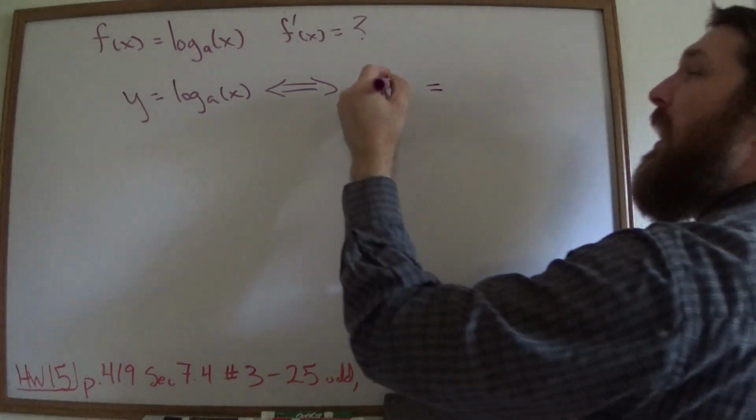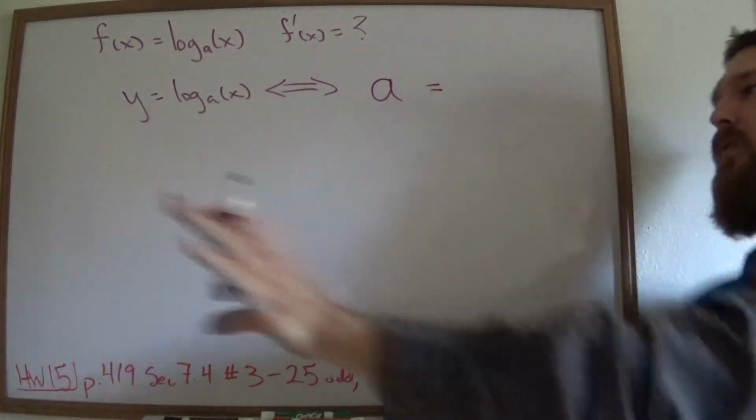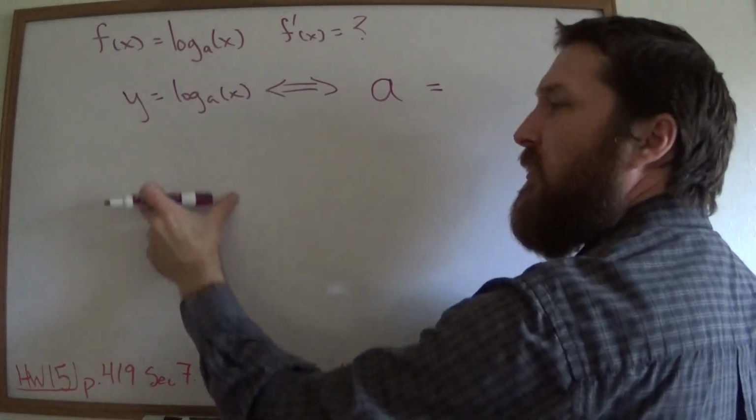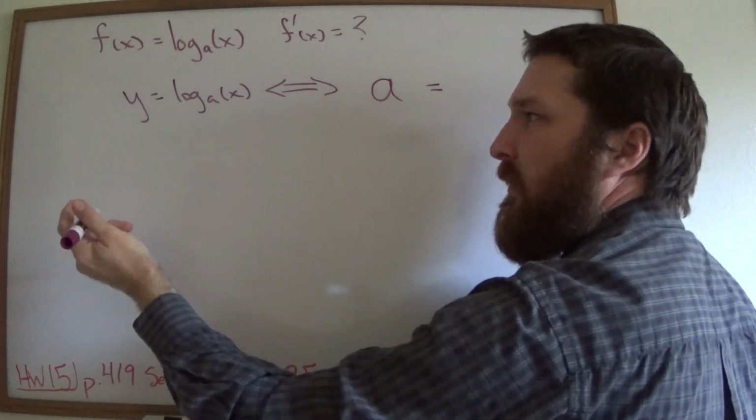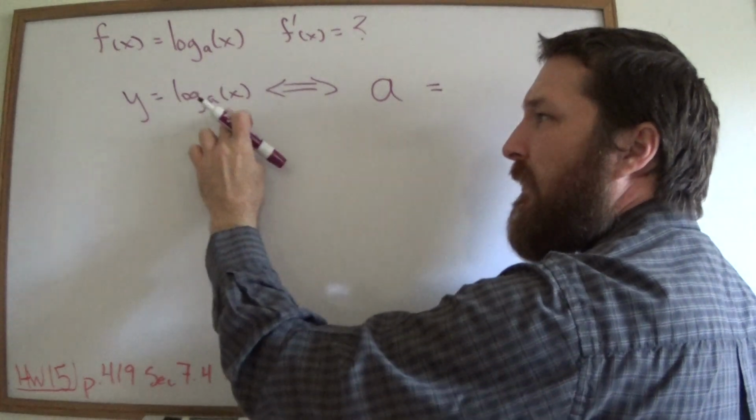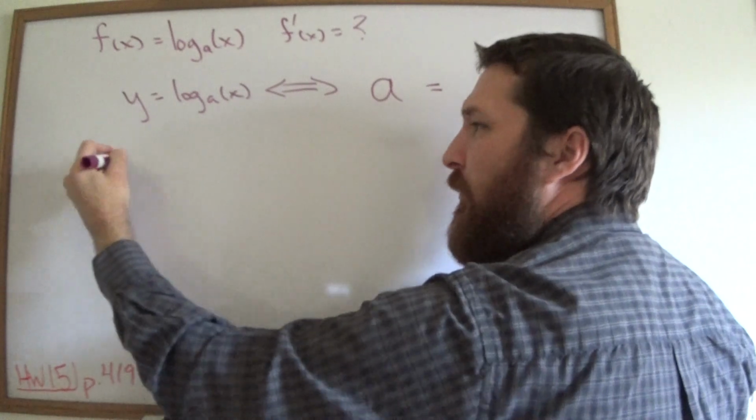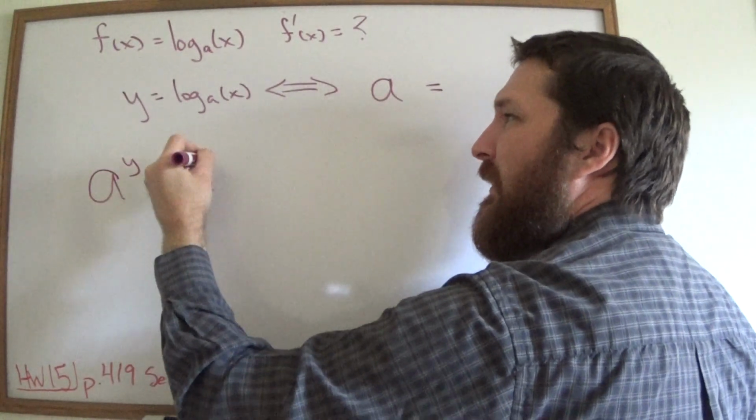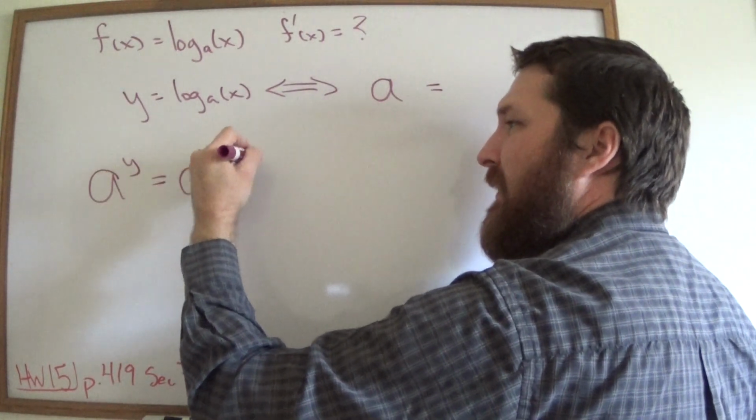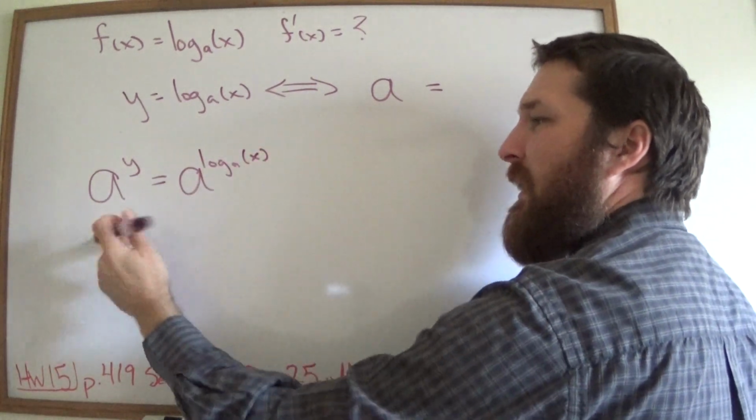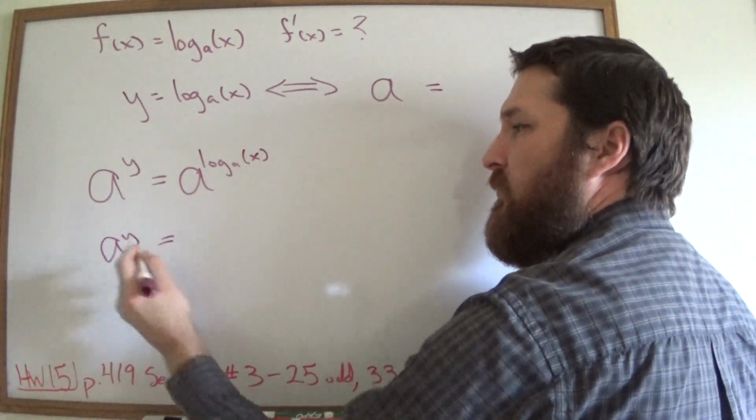A to the log of x. Well, okay, so here's one way you could do it, and this is usually how I solve it. I say, well, hold up. How do I get rid of that? I take a, so I'm going to bring both sides, raise it, or a, and raise both sides of it. And so then we have over here a to the y equals what?